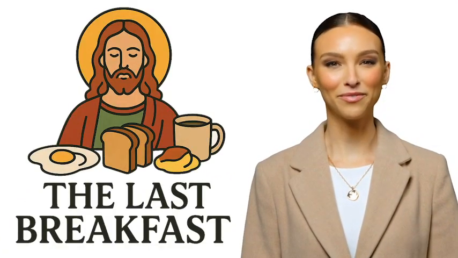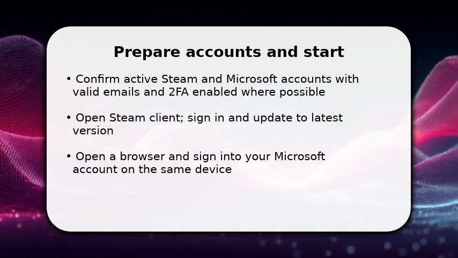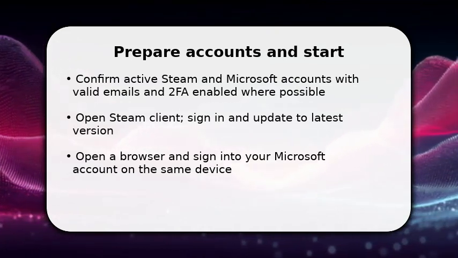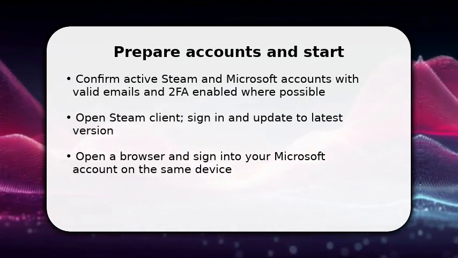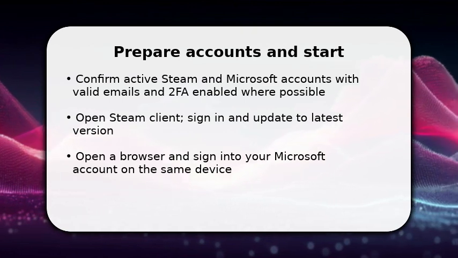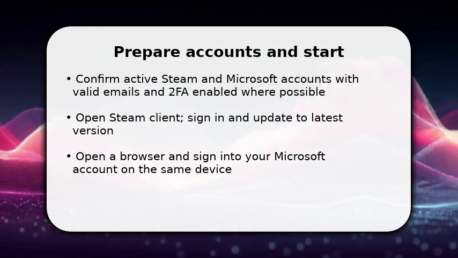Please enjoy the video. You begin by confirming both accounts are ready, active email addresses and two-factor auth if available. Once signed into Steam, make sure the client is updated so linking features appear. Next, sign into your Microsoft account in a browser on the same machine to avoid cross-account confusion.